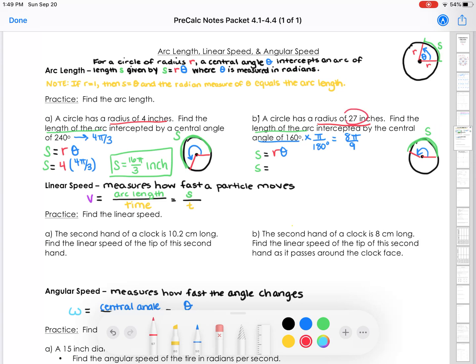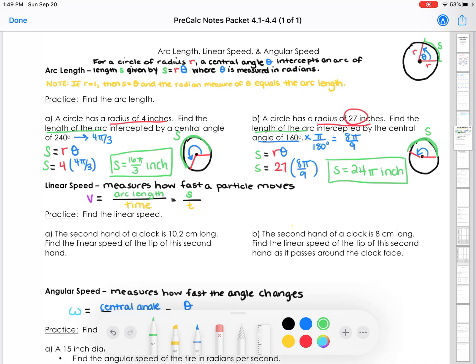r here we said is 27 inches. And then we're going to multiply by our angle in radians, that's 8 pi over 9. And when I do that multiplication, I'm going to get 24 pi. And that is in inches. Again, we could calculate that out. That's about 75.4. Okay.